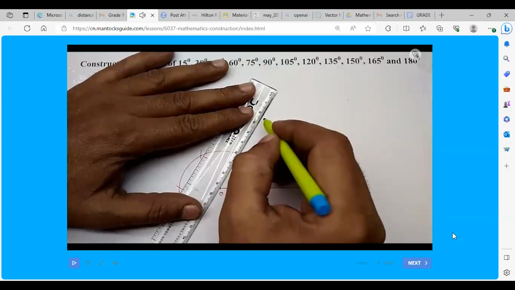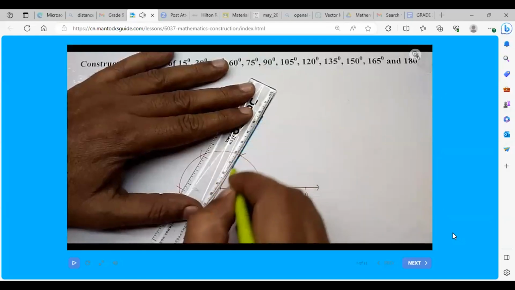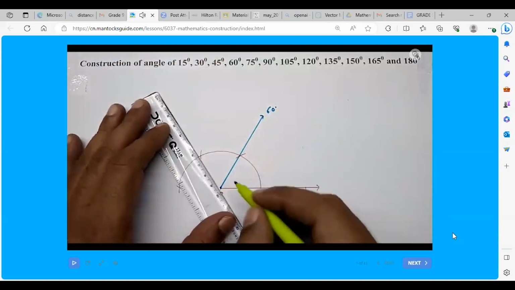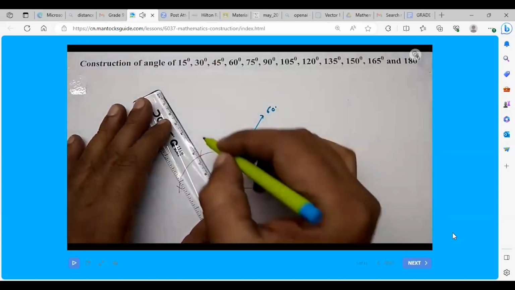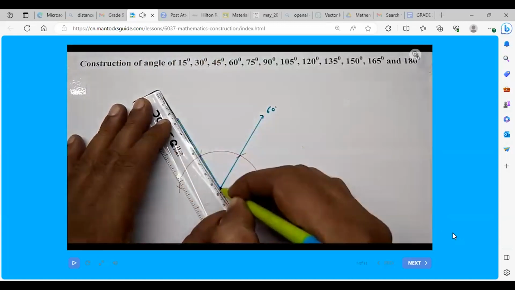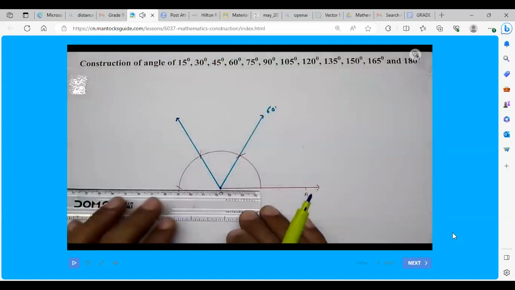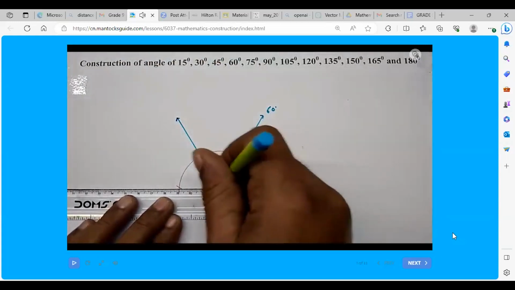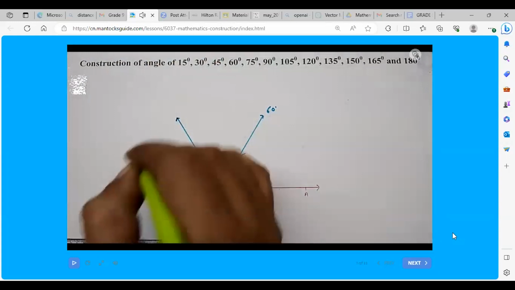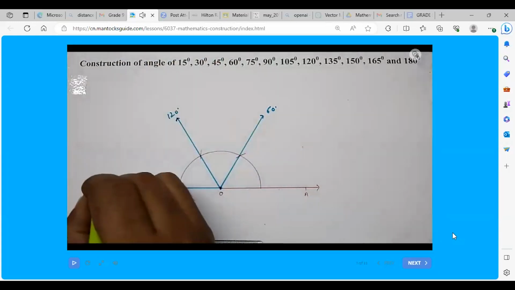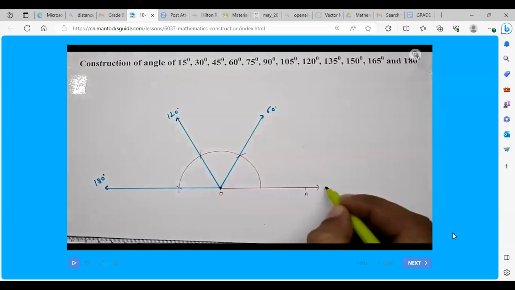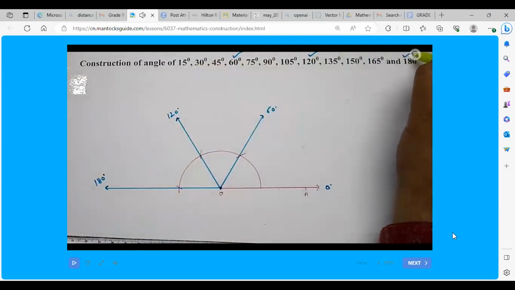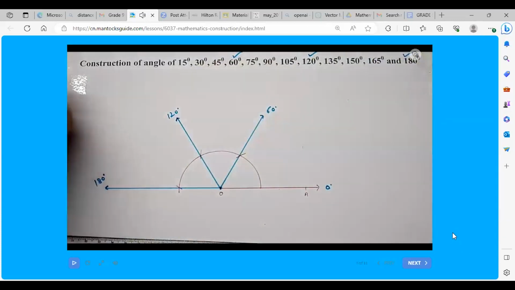ये एंगल जो है 60 डिग्री का बन गया हमारा. This angle is of 60 degree. This angle is of 120 degree and this angle is of 180 degree. And this was 0 degree. 60 degree, 120 degree and 180 degree.